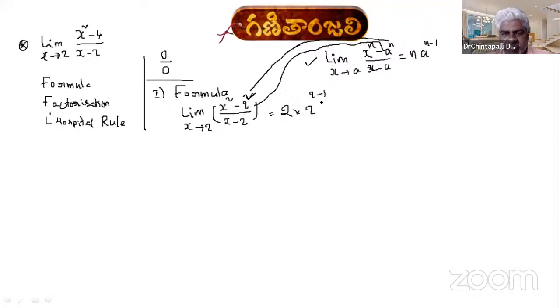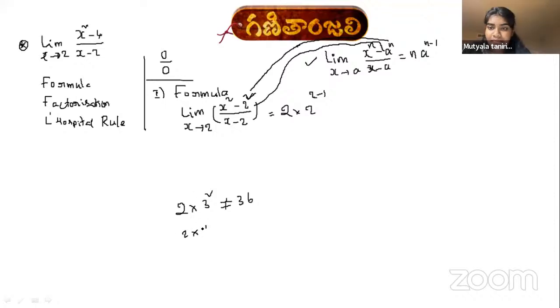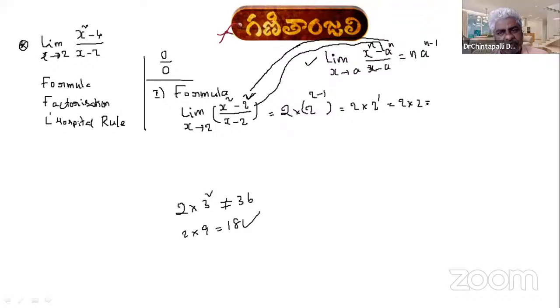There is a caution to solve such problems in arithmetic. That is, don't multiply even before finding its power. See, 2 times 3 square is not equal to 36. 2 3s are 6, 6 square 36, wrong. But 2 into 9, 18 is the correct answer. That's why, first of all, find its value. 2 power 2 minus 1, 2 to the power 1, that is equal to 2 times 2 is equal to 4. In the formula method, we got answer 4.